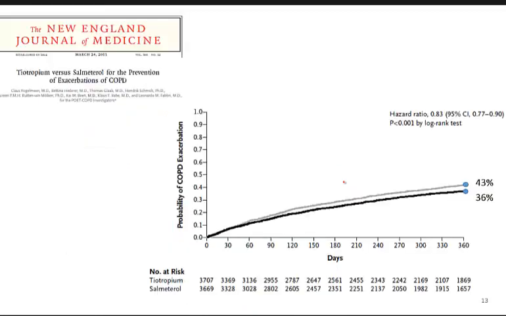In another study, published in the New England Journal of Medicine, they used a drug, tiotropium, versus a control drug, and showed an improvement in COPD exacerbation. This is the flip of the Kaplan-Meier curve, so the cumulative proportion of reaching events, exacerbation of COPD. Without treatment, that was 43%. With the treatment, 36%. The p-value was very strong because N was very large. This is a positive study.